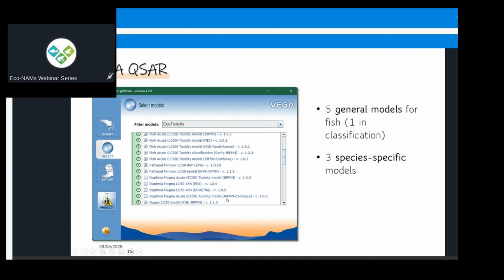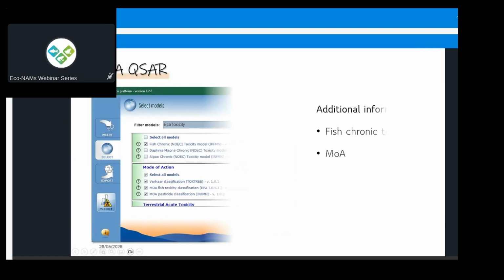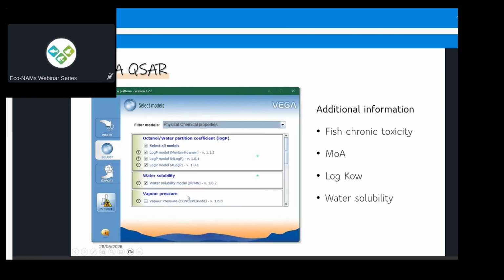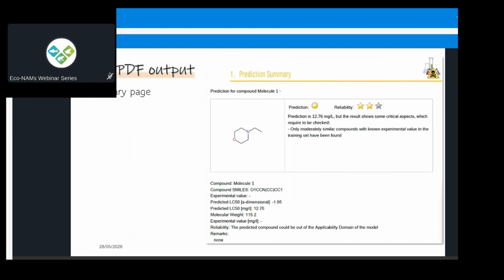But to assess fish acute toxicity, you may be interested also in other parameters, in other information, like, for instance, the fish chronic toxicity, or the mode of action of the chemical, or some physicochemical properties like the log KOW or the water solubility. And you can predict all of them at the same time using Vega. This is the PDF output.